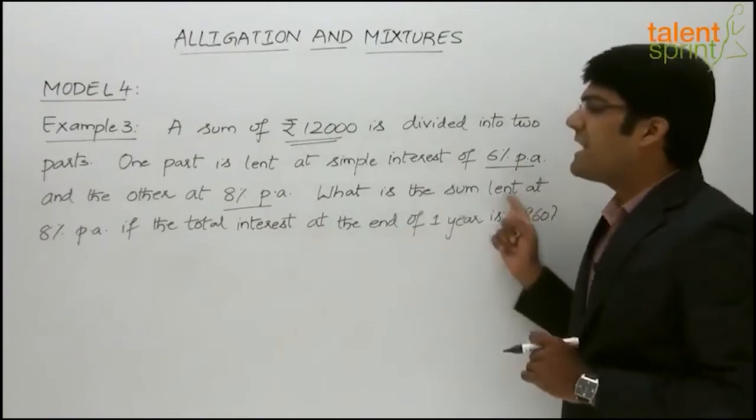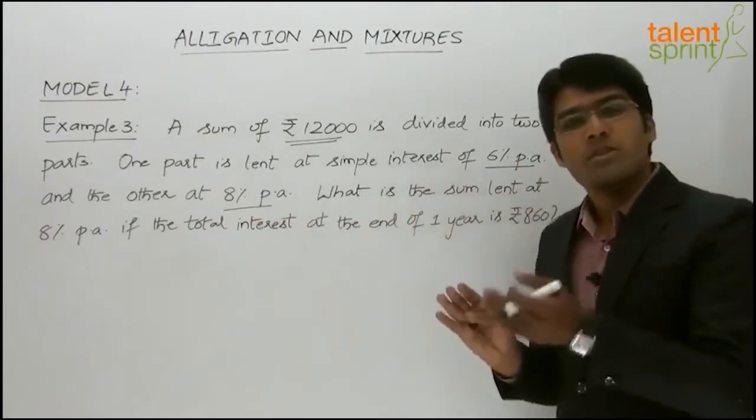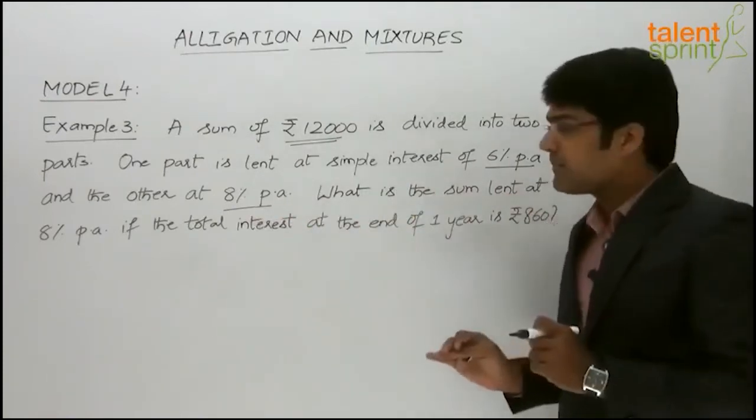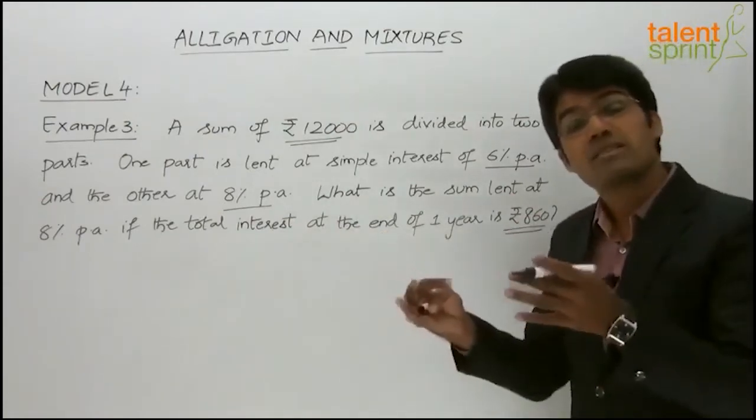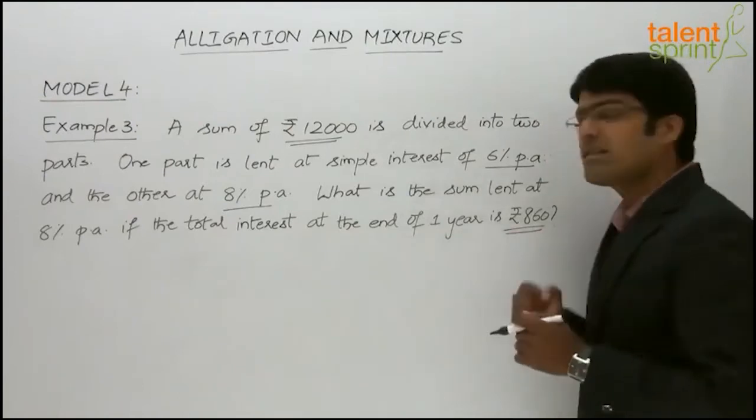Now what is the sum lent at 8% per annum? That means how much was invested in scheme B if the total interest at the end of 1 year is rupees 860. So from both the schemes together, the amount that we have got is 860.